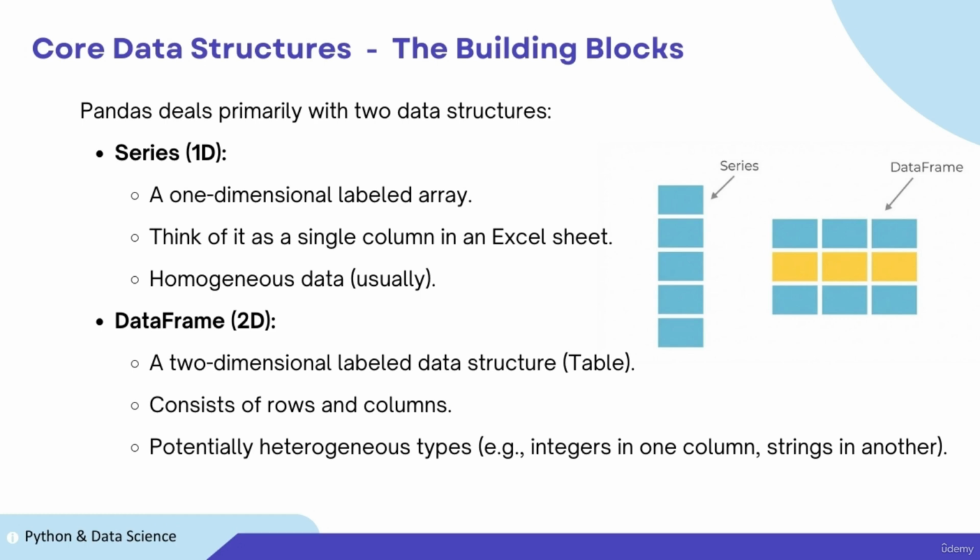Second, and most importantly, we have the data frame. This is a two-dimensional labeled data structure. It's your table. It consists of rows and columns. Unlike a NumPy array, a data frame can hold heterogeneous data types. You can have a column of names, strings, next to a column of ages, integers, next to a column of ratings, floats. This flexibility is what makes it so powerful for real-world analysis.